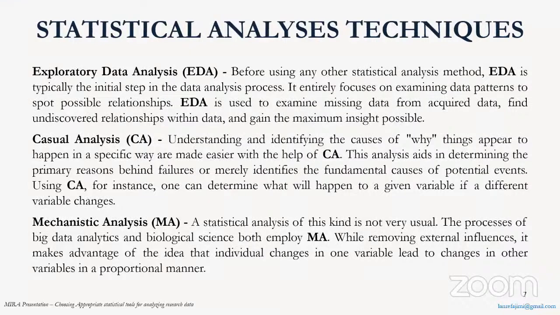This is understanding and identifying the cause of why things appear to be so in a specific way. When you see data and you've analyzed it, you then want to know the cause. It is also likened to the 4th one. I think the 4th one we'll still explain further in the front. The last one is mechanistic analysis. This type is not very common. In the process of big data analytics, biological science employs mechanistic analysis. While removing external influence, it makes use of the idea that individual data in one variable leads to change in the other variable, etc.